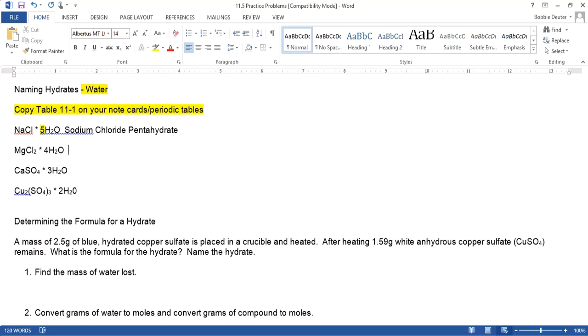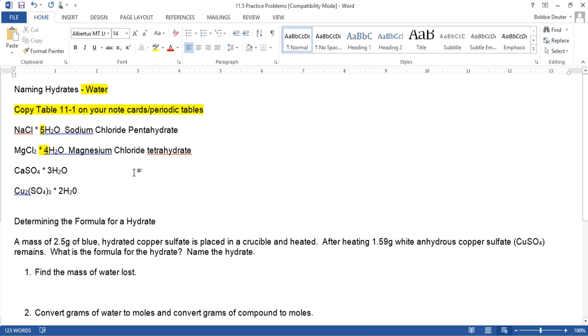We name the compound, so it's magnesium chloride. We look at the water molecule here. 4 is tetrahydrate.